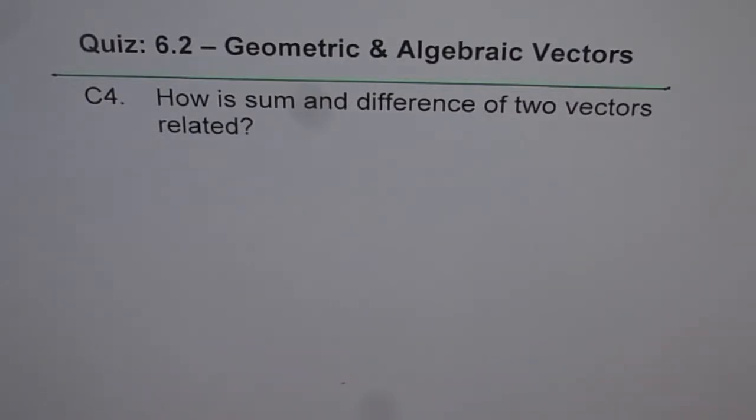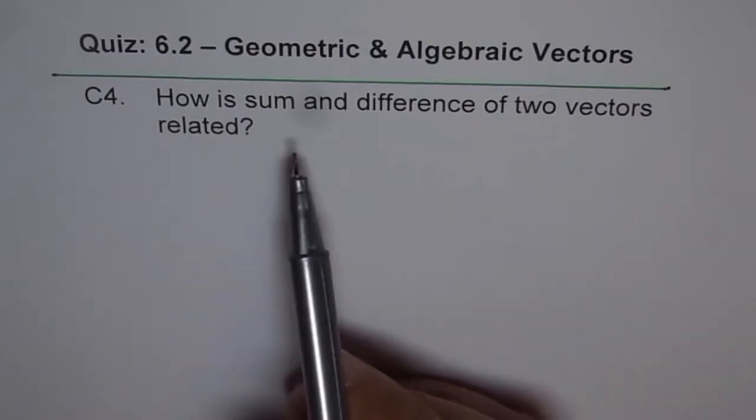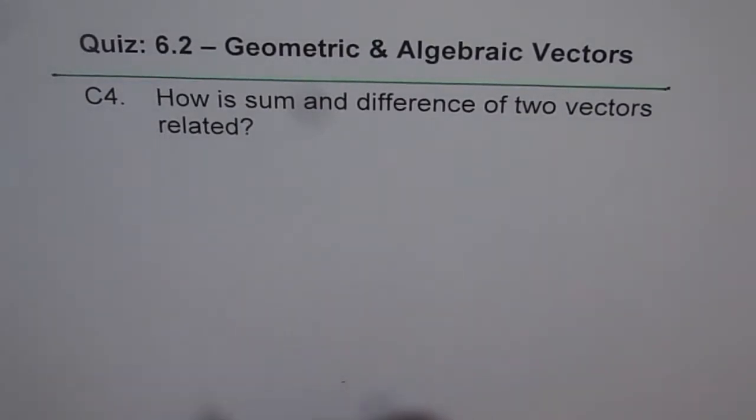Well, you can answer this question in many different ways. In a way, all the questions which I am dealing with in this series can be helpful to provide the answer for this question. So you can kind of summarize your learnings from the previous and the coming questions on sum and difference out here. So it's a very open question where you can write a lot. How is sum and difference of two vectors related?